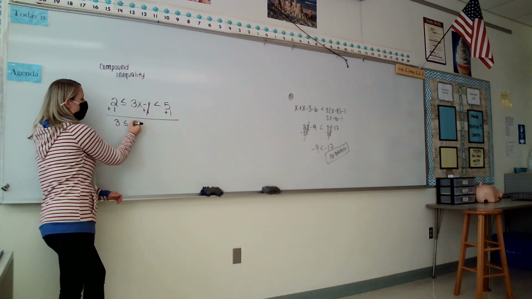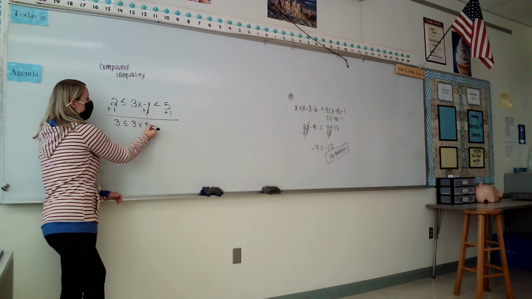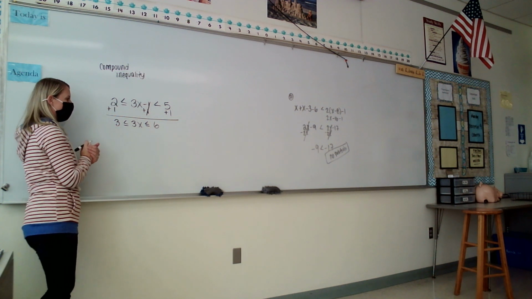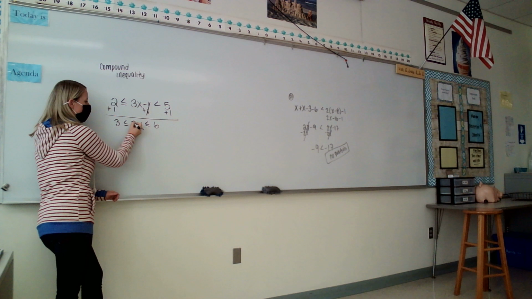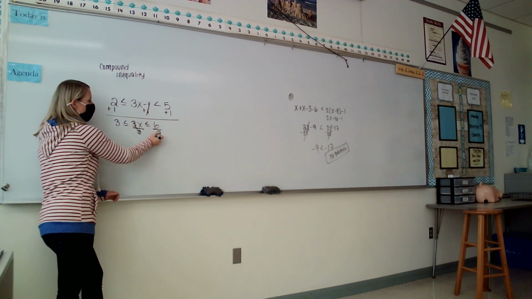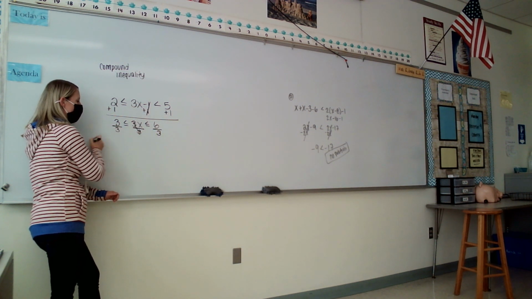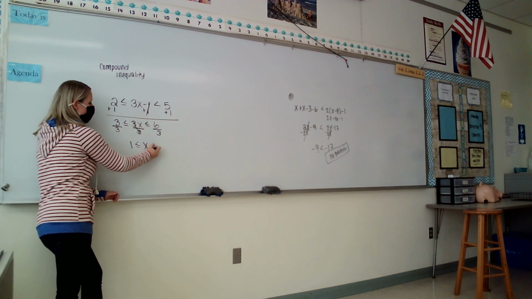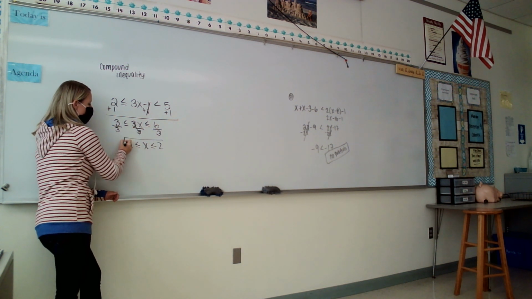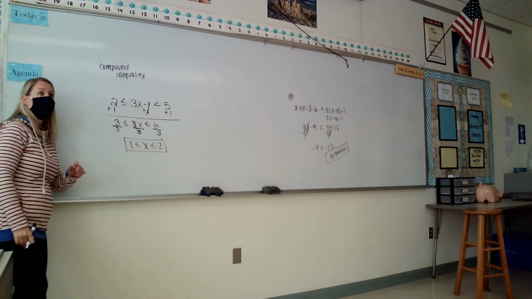So we would get 3 is less than or equal to 3x is less than or equal to 6. And then once again, still trying to isolate x, we would divide by 3 in the middle, on the right and on the left. And now we get 1 is less than or equal to x is less than or equal to 2. So that is what your final answer would look like.